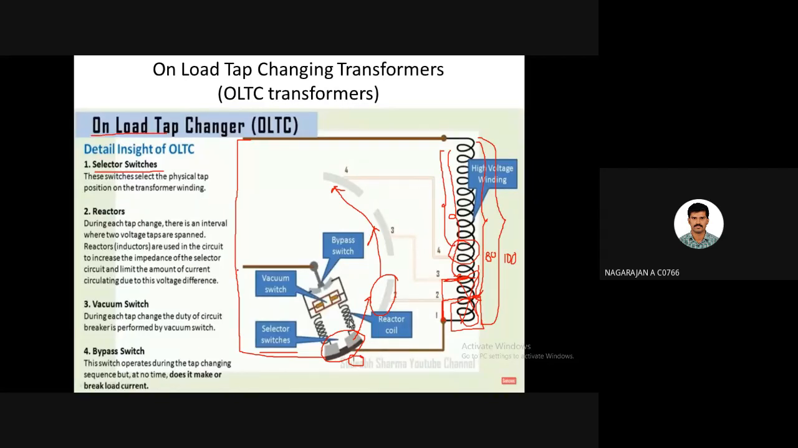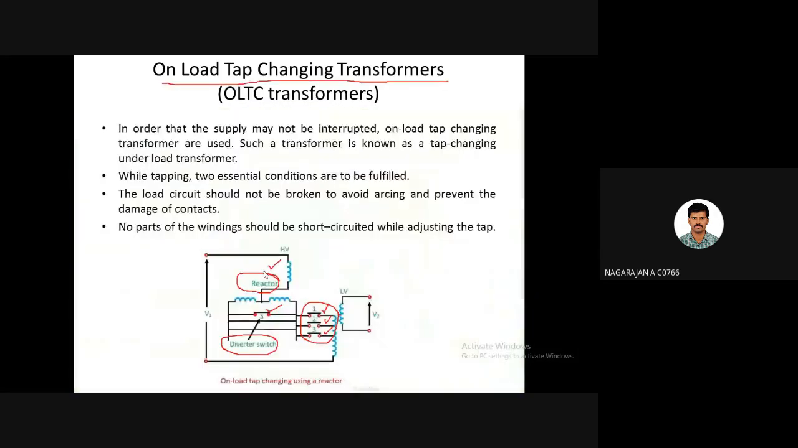But the tap changing transformer is used for high voltage, high power applications. Okay, so you should know. Please go through these points. What is the working of all these parts? And I'll share the slides at the end of this subdivision of module 2.